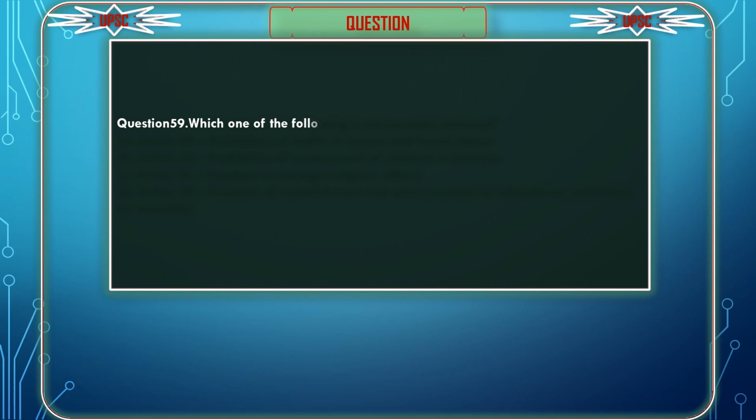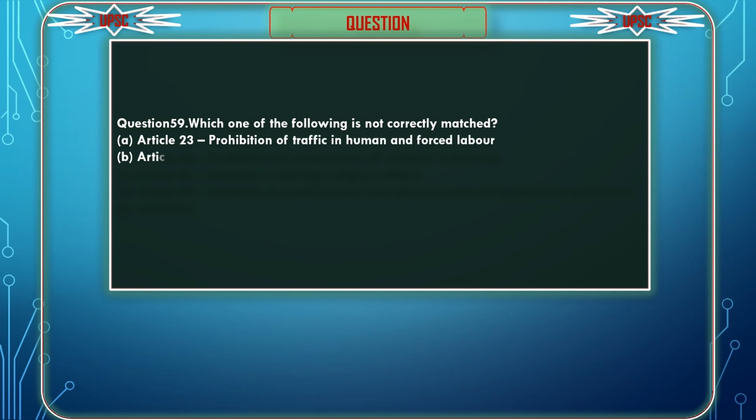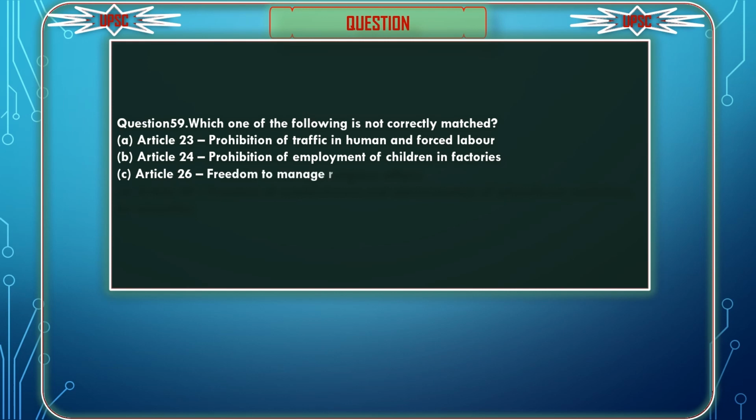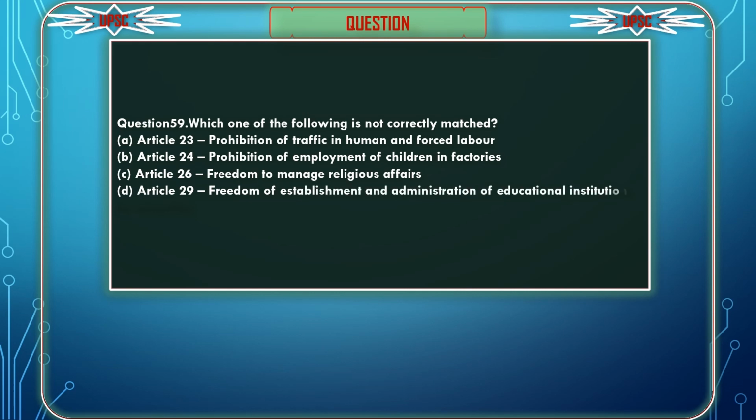Question 59. Which one of the following is not correctly matched? A. Article 23, Prohibition of Traffic in Human Beings and Forced Labor. B. Article 24, Prohibition of Employment of Children in Factories. C. Article 26, Freedom to Manage Religious Affairs. D. Article 29, Freedom of Establishment and Administration of Educational Institutions by Minorities.